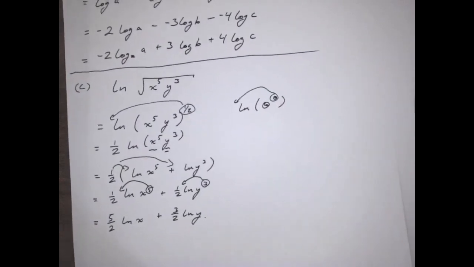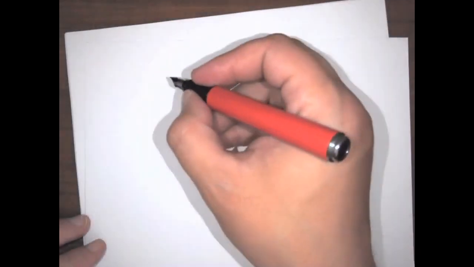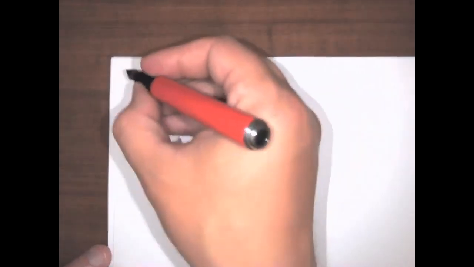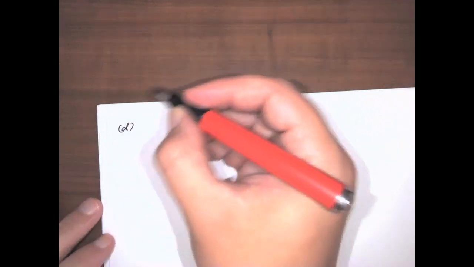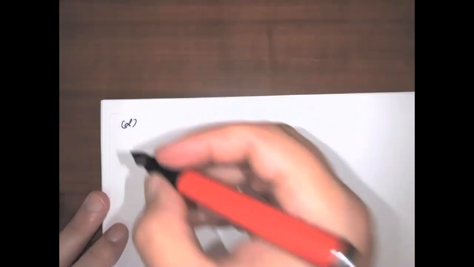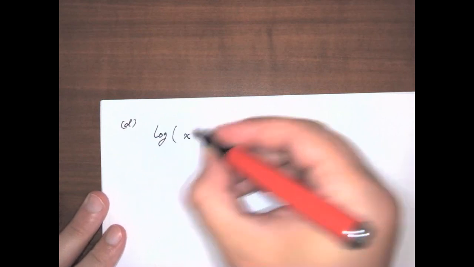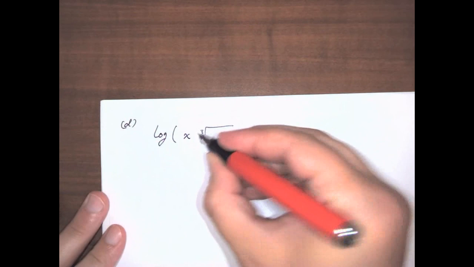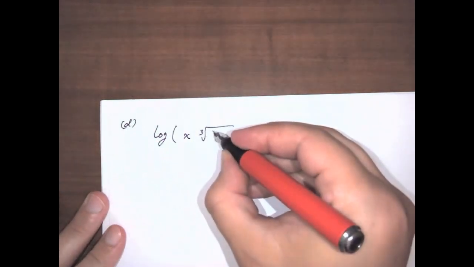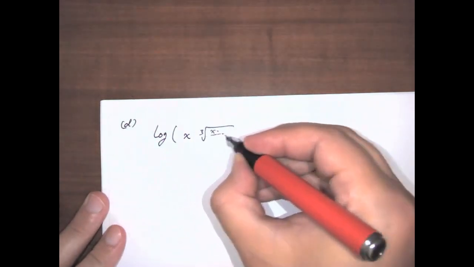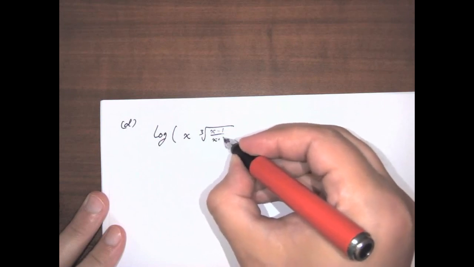Now, you may do these in a different way, and if you do, you should get something that ends up being equivalent. It may not look the same at first, but it should, in the end, be equivalent to whatever you do by some other way. So now for D, let's try something like this. Let's try the log of x times the cube root of the division x minus 1 divided by x plus 1.